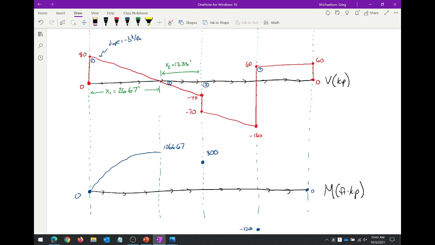All right. I'm going to move that. Oh, I didn't mean to do that. All right.